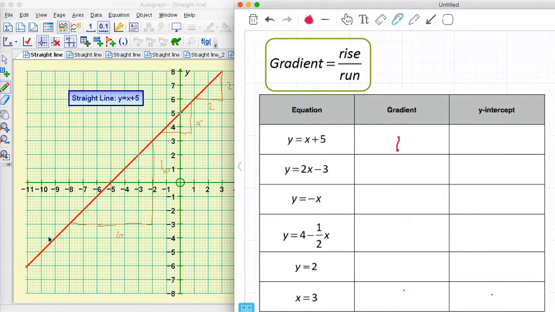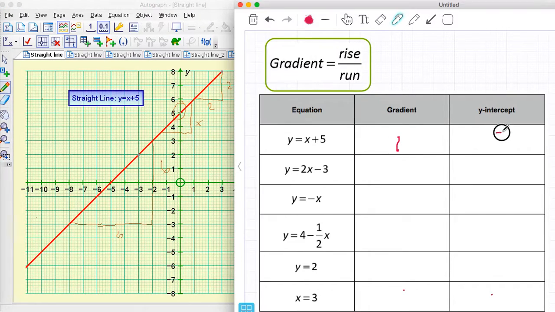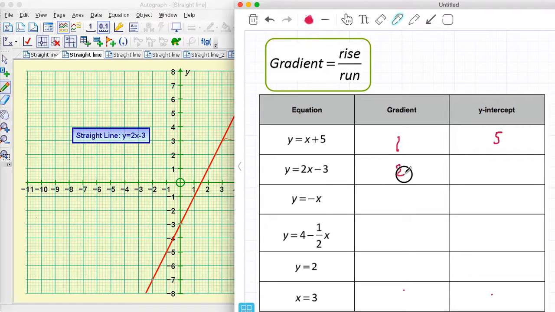The y-intercept is where this line crosses the y-axis. So it crosses the y-axis right here at 5. So I'm just going to fill that in as 5. Okay, next straight line. I've already done the gradient from a previous video, so that's 2. Where does it cross the y-axis? Here at -3.